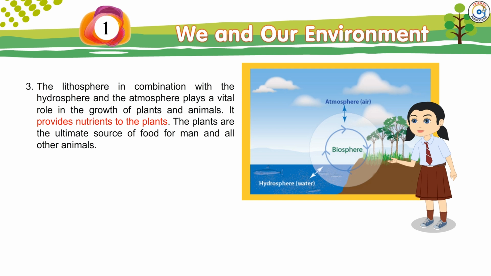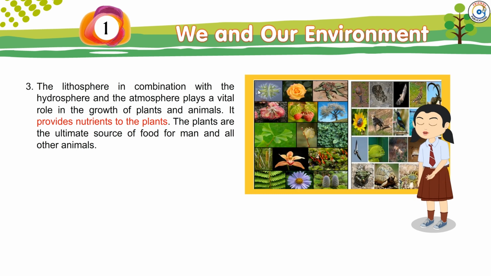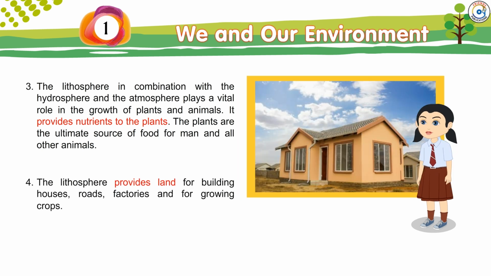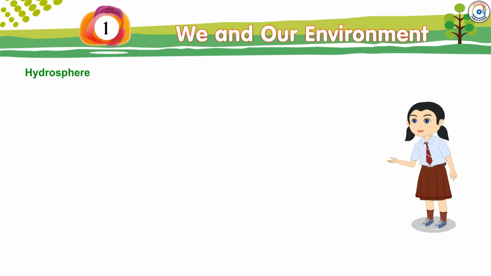The lithosphere in combination with hydrosphere and atmosphere plays a vital role in the growth of plants and animals. It provides nutrients to the plants. The plants are the ultimate source of food for man and all other animals. The lithosphere provides land for building houses, roads, factories and for growing crops.